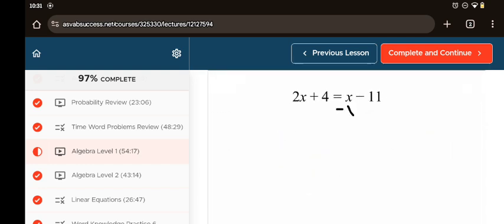First thing I want to do is I'm going to minus the x here. And I'm going to do it from both sides. The reason I want to do that is because I don't like that the x is on both sides of the equal sign. Now I've canceled it out, and now I only have it on one side of the equal sign. So 2x minus x, or 2 minus 1, is x.